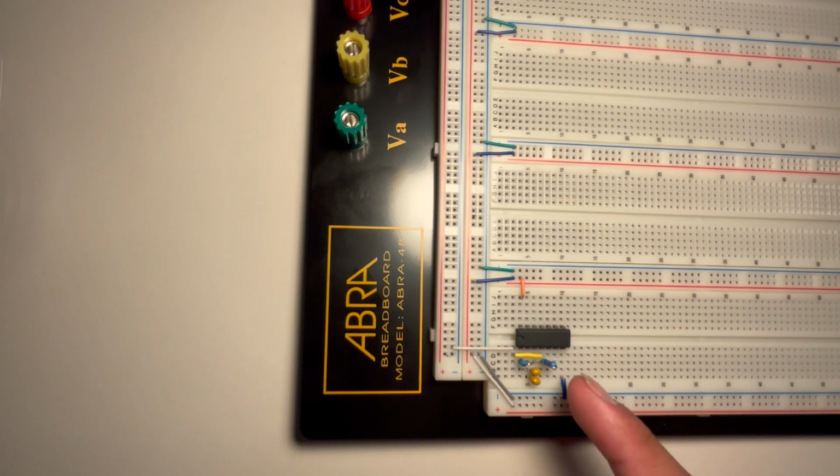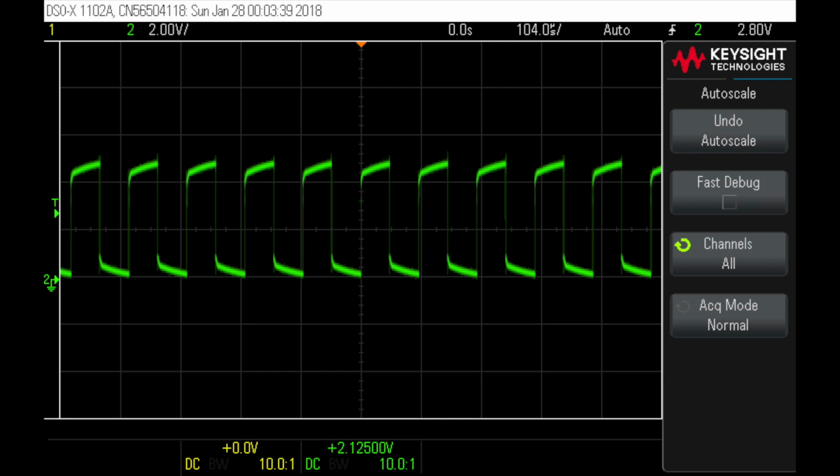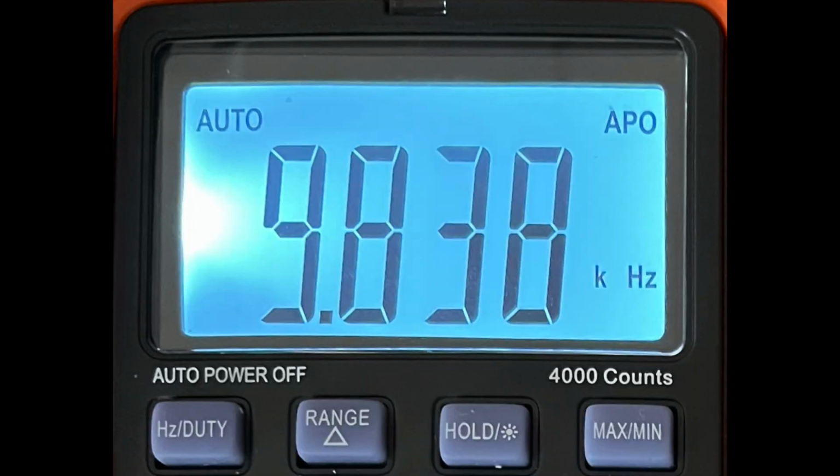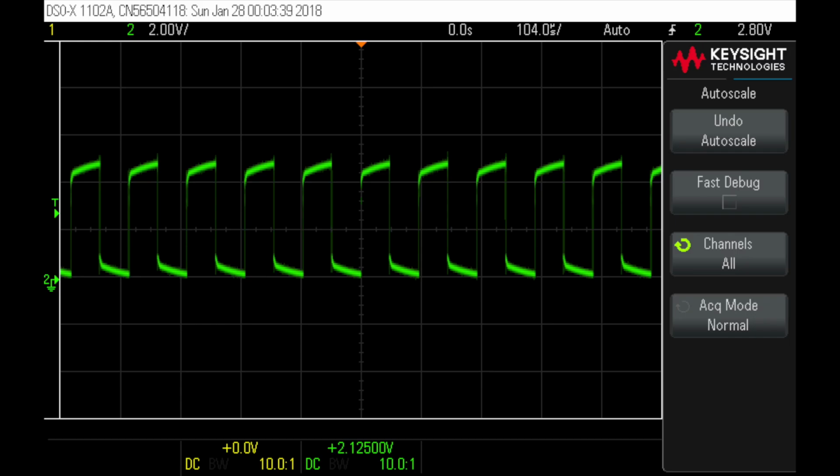This here is the clock circuit of the device, which operates around 10 kHz, and that's confirmed by both this oscilloscope photo here and this DMM photo. As we can see, a square wave is indeed generated by the circuit with a period of just under 104 microseconds and a frequency of around 10 kHz.